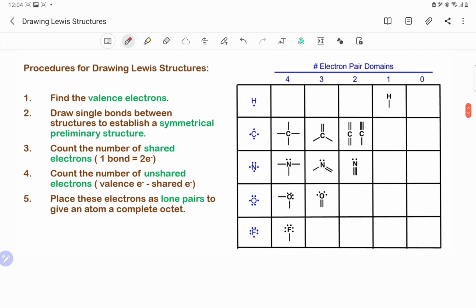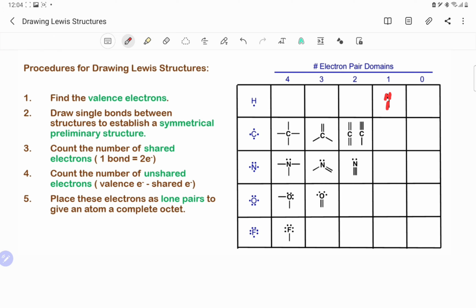Okay, now I have here the procedures for drawing Lewis structures, but before that, let me share to you a table of the bonding patterns and electron pair domains of the common elements or atoms in organic chemistry. Okay, so an electron pair domain, ito yung mga region sa isang atom na merong electron density. Okay, so in this bonding pattern of hydrogen, it has one electron pair domain. Okay, by the way, electron pair domain, they could be lone pair, they could also be bonds.